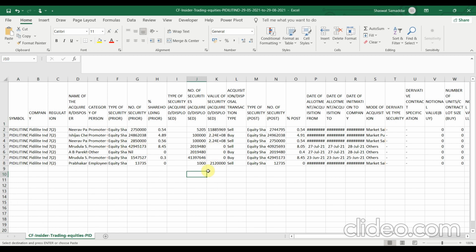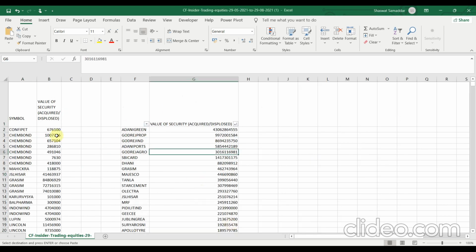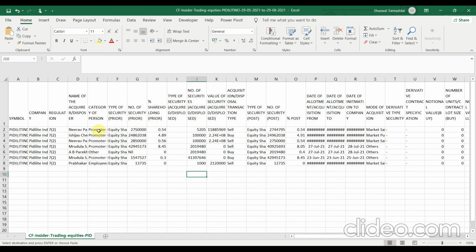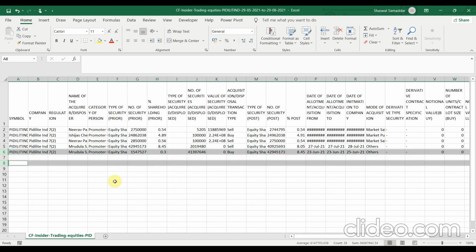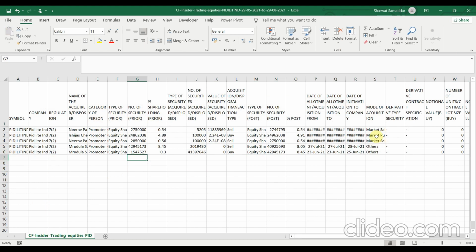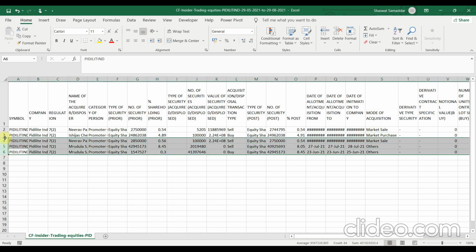But before calculating the average price, we need to apply the same filters that we applied in the very first spreadsheet, that was this one. So the filters were, we have to remove the category of person which are other than promoter or promoter groups. So we don't have to apply the filter, we could just manually delete them. So these two we have to delete. The next filter would be on the mode of acquisition. We want the mode of acquisition to be market purchase only. We would delete the market sale and other such data. So we'll do that manually.